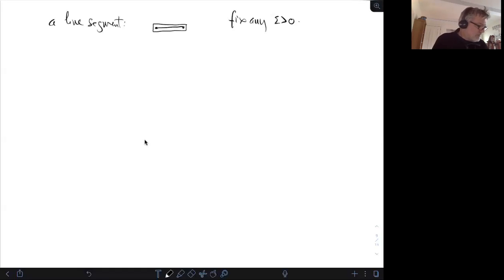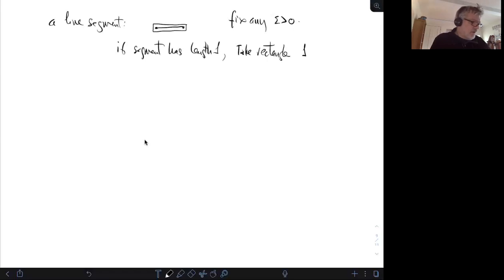So suppose the segment has length 1. Take a rectangle where 1 equals its width, and epsilon equals its height.